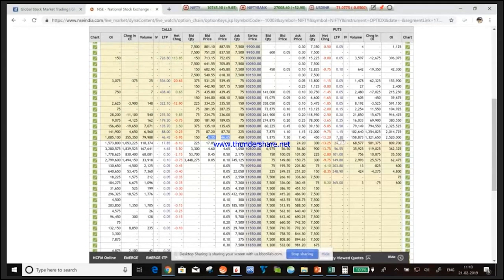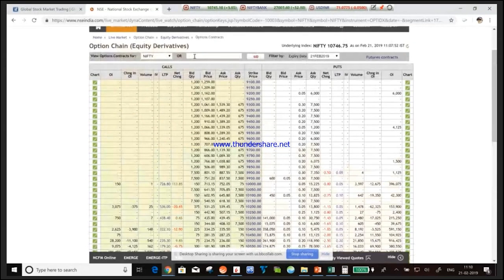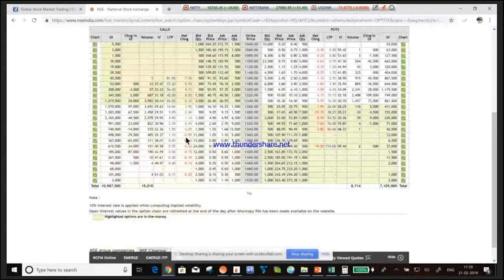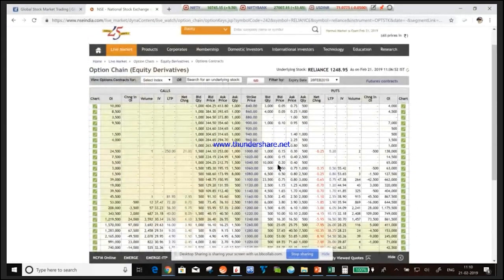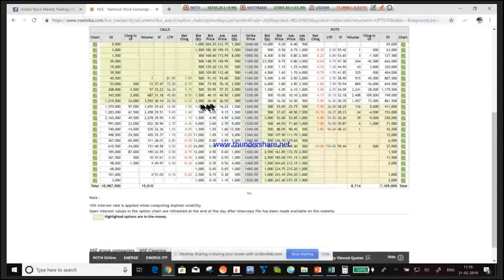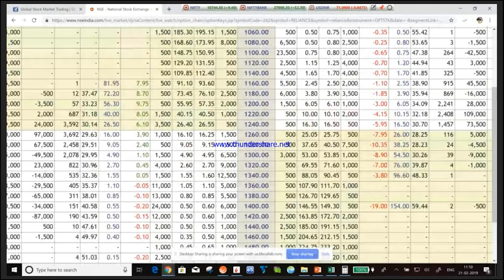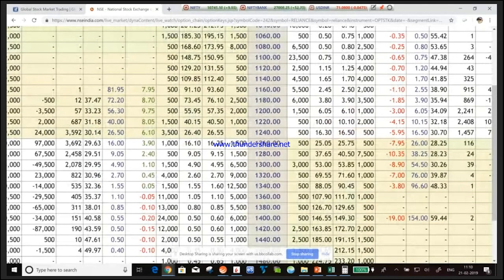And if you look at the call side, it is 10 paise only. And if you take a look at Reliance, trading at 1248, so let's say 1240, look at the spread. 15 paise, 20 paise. Is that okay, Bhavya?